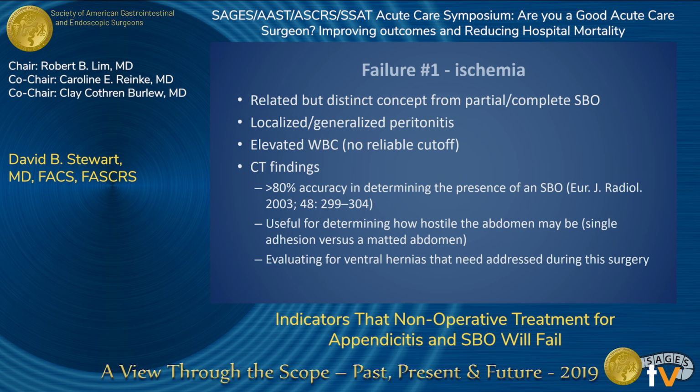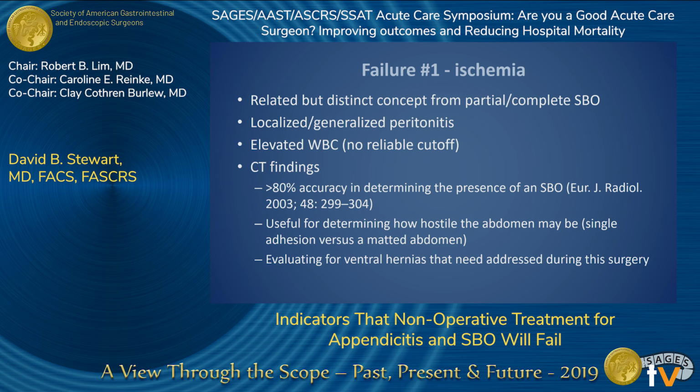How do we avoid this failure? There's ischemic bowel, but we don't recognize it. Remember, there's a difference between the concept of partial versus complete obstructions and the concept of no ischemia versus ischemia. They're related, but they're distinct. I think most of us, hopefully all of us, would operate in the setting of an SBO with generalized peritonitis. I think most of us would consider immediate intervention surgically for localized peritonitis. Certainly, the higher the white count at the time of presentation, the higher the stakes, although there is still no established cutoff value above which we can approach the idea of ischemia through an algorithm.